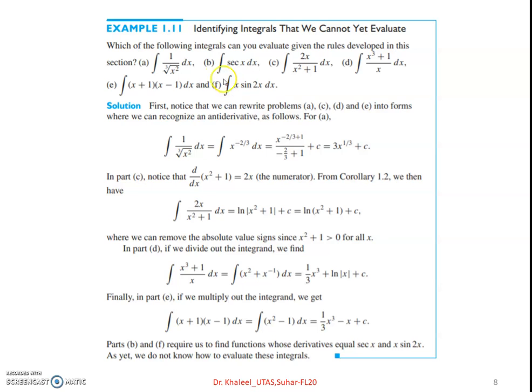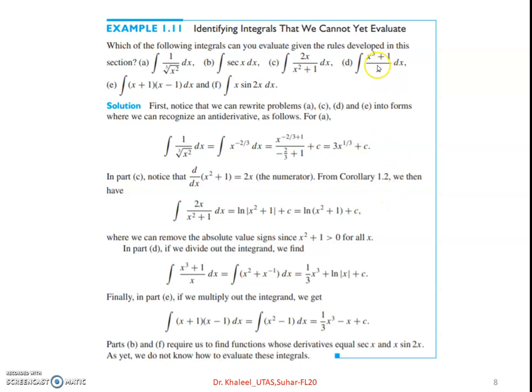Here are some examples. In the first case the power is 2 by 3, bring it up, minus 2 by 3, use the power law, and you have the answer. In this case the numerator is 2x; find the derivative of x square plus 1, you get 2x, therefore ln of the denominator.